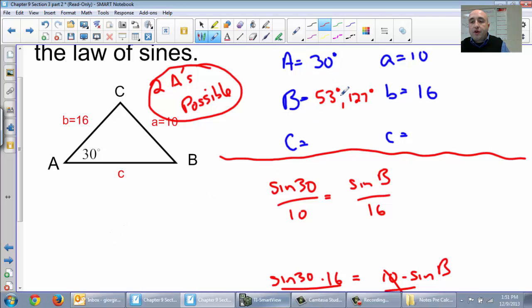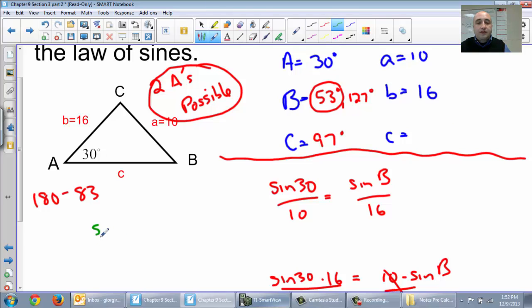Okay, we're going to use the 53. We're not going to use the 127. Even though the 127 works, I'm only going to make you solve one of them. Okay, so now 30 plus 53 is 83. 180 minus 83 is 97 degrees. Okay, so our other missing angle is 97. Now let's set up law of sines for little c.